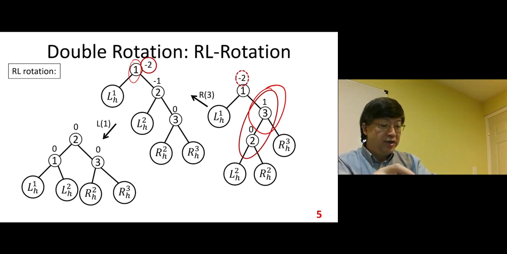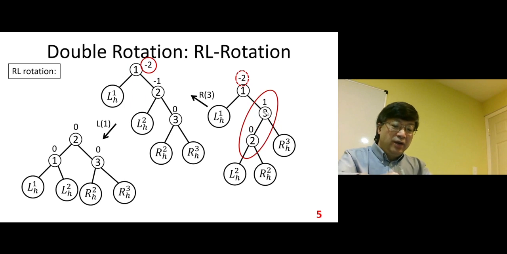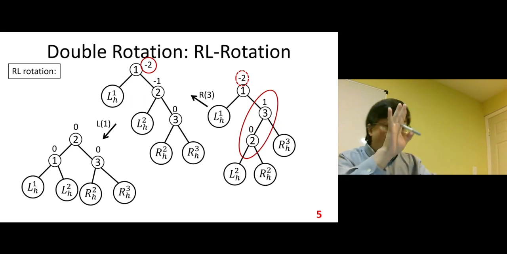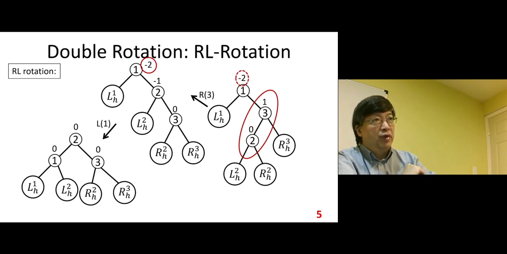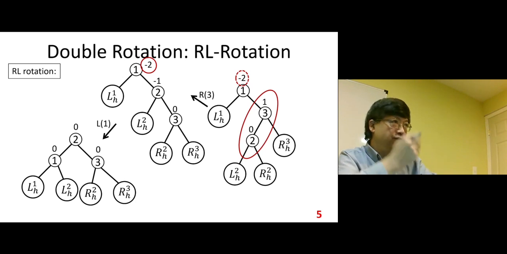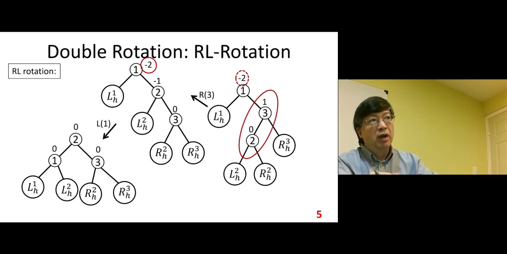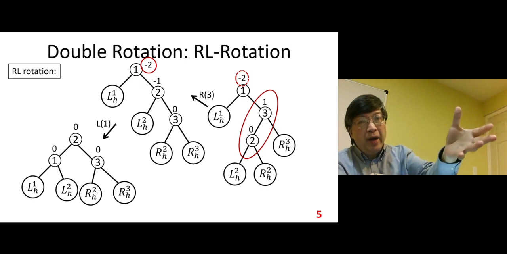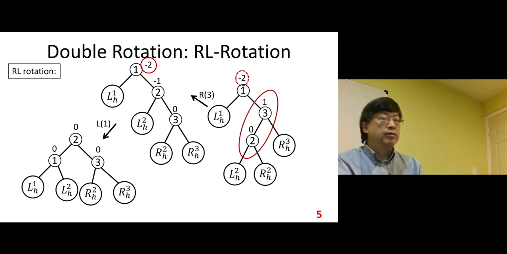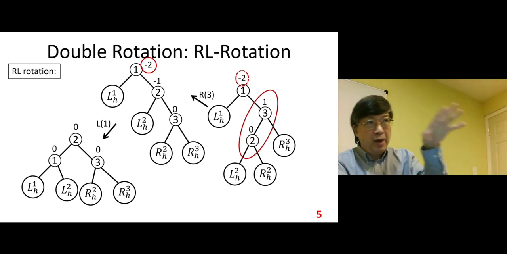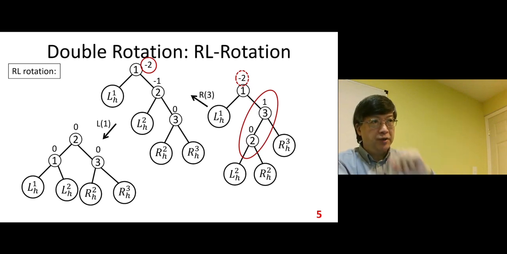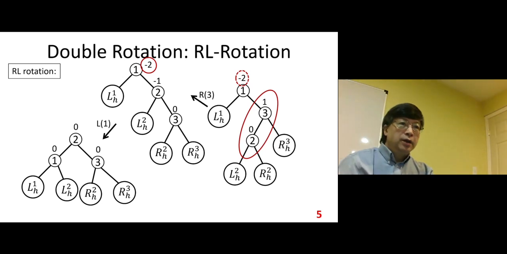So you can see, with these 4 different types of rotations, 2 single rotations and 2 double rotations, it's enough. So we can fix it. When we store dynamic data in an AVL tree, every time we detect there is a violation, we can fix it.